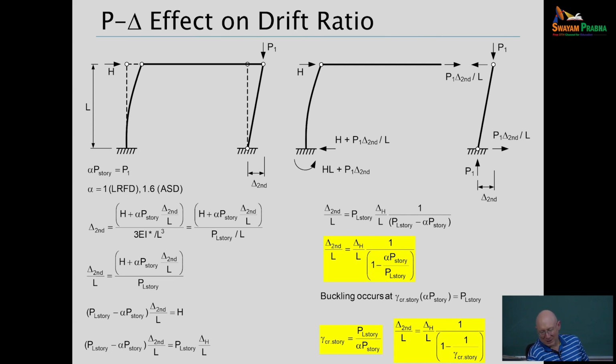Now in the lower right here, you can see we can take the drift ratio and say, well, the second order drift ratio, delta second over L, is the first order drift ratio times the amplifier. And then we could write, given gamma critical story, our amplifier is 1 over 1 minus 1 over gamma critical story. Okay? So this is really basic story sidesway and amplification. I'm very fond of the way we set it up in this way in the AISC standard. And the emphasis that I'm trying to make here is that everything is going to play off of story stiffness, or PL story.